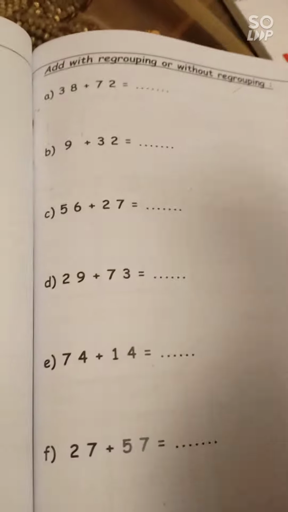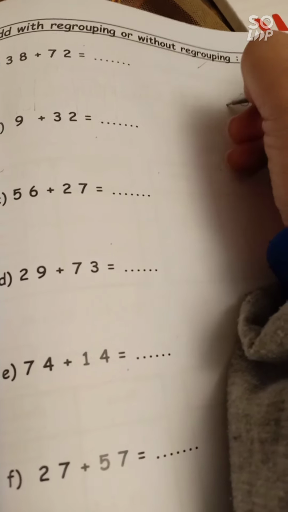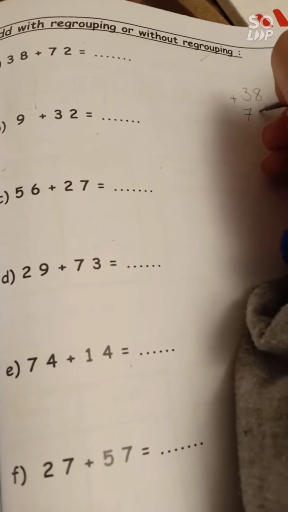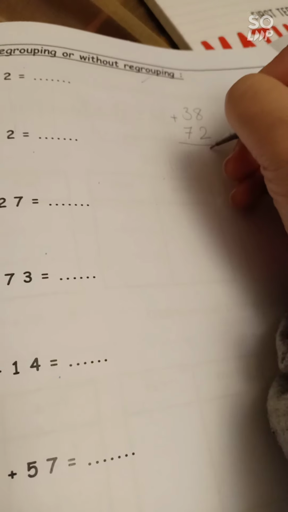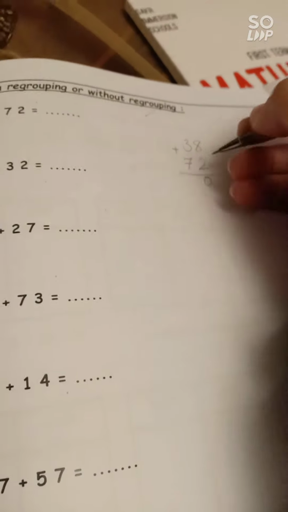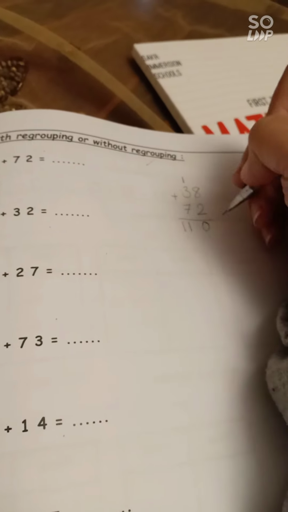Here another page. Okay, and now page 41. Add with regrouping or without regrouping. 38 plus 72. Let's make our draft here. 38 plus 72. Here 8 plus 2 equals 10. So we put the 0 with the ones and the 1 we put it with the tens. So 3 plus 1 equals 4. 4 plus 7 equals 11. So the answer will be 110.